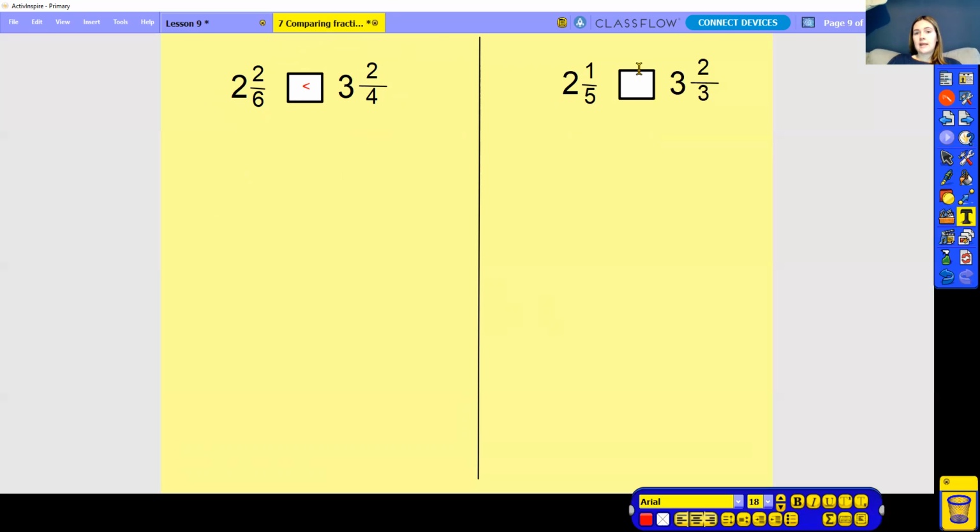And then this one on the right here, if you're going to change that fraction, you'd double it, wouldn't you? Make it into 2/10. But again, this is a 3, that is a 2, therefore this one has to be larger because it's got more of a whole number. So therefore that one is smaller.